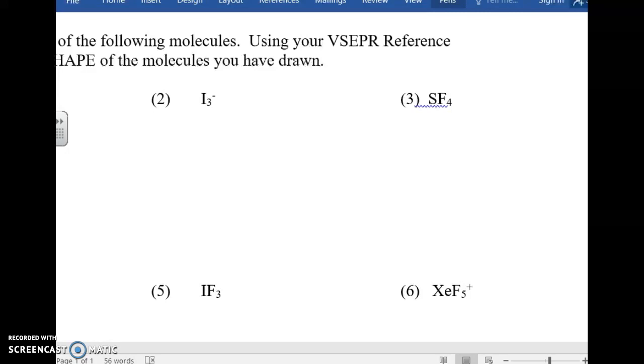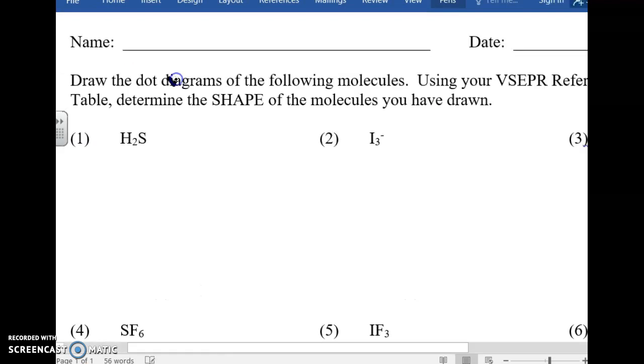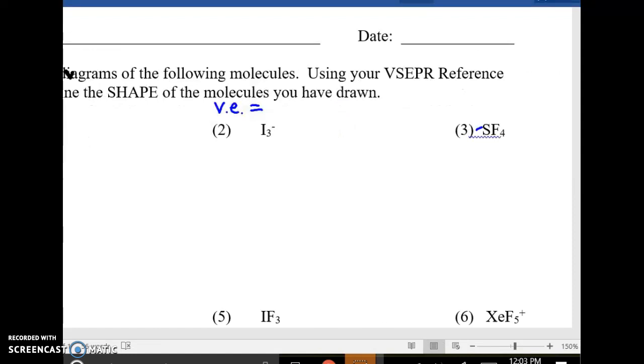It's the I3 minus molecule. Remember, the first thing that we do is count up the number of valence electrons. I have 3 iodines. Each iodine has 7 valence electrons. And don't forget, there's that minus 1 here, so that means I have an additional electron. So I have 22 electrons to place.